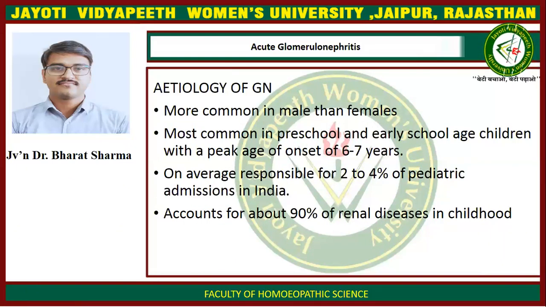Etiology of glomerulonephritis: more common in males than females. Most common in preschool and early school age children with a peak age of onset of 6 to 7 years. On average, responsible for 2 to 4% of pediatric admissions in India, and accounts for about 90% of renal diseases in children.